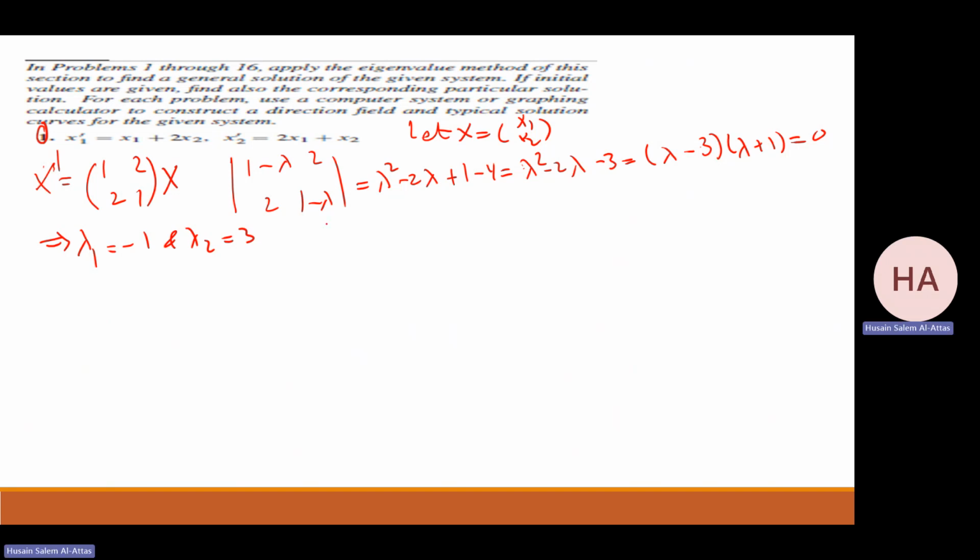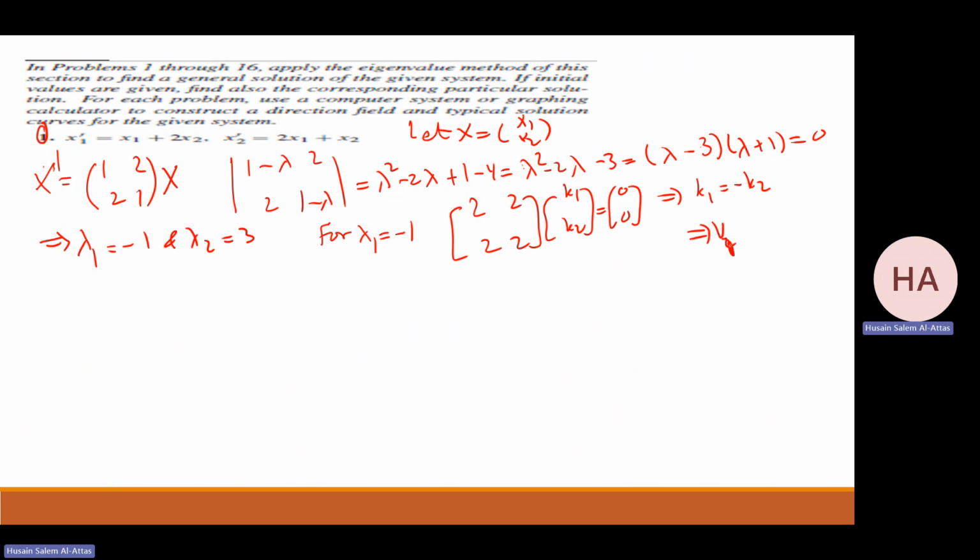Now I solve for lambda 1 equal minus 1. I have 1 minus minus 1, 2, 2, 2, 2 times k1, k2 equal 0, 0. So I have k1 equal minus k2. So I have v1 will be equal minus 1, 1. Okay.